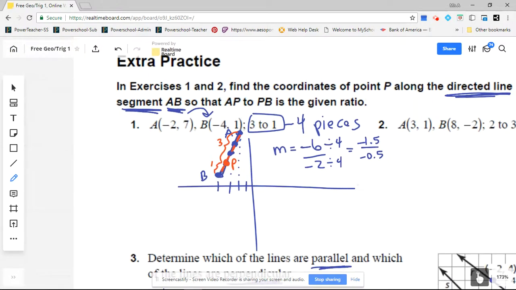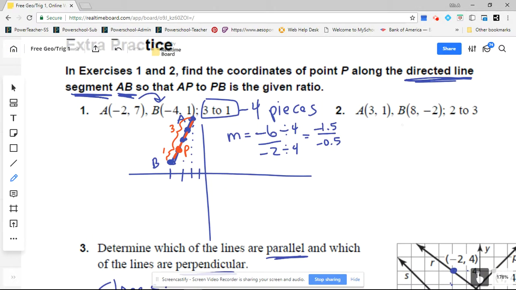We don't have time to do number 2, but that's how you would. Now, I would try it on your own, and the first thing tomorrow we'll look at it and see if you got it right. But I would try it to see if you can figure it out.